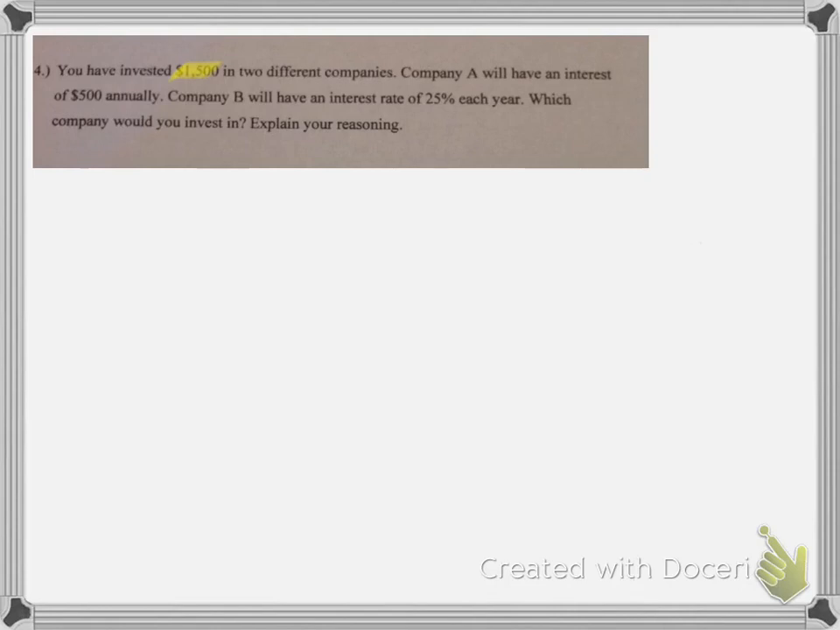So we got 1,500 there. We have 500 here. We have 25% there. And of course, other keywords like rate, year, annually, things like that, tell you certain things.